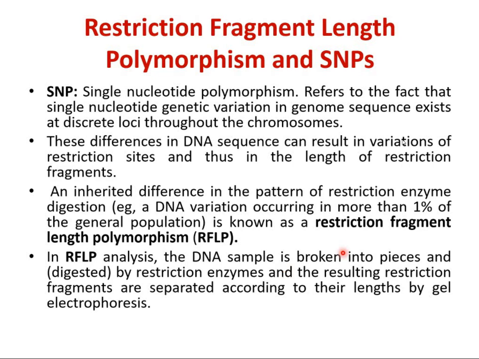Coming to the restriction fragment length polymorphism, I've put up too many things on this slide, but there are certain important definitions. This is known as SNP, single nucleotide polymorphism. It refers to the fact that single nucleotide genetic variations in the genomic sequence exist at different loci throughout the chromosome. This is important information. All of you can note it down or take a snapshot of this.